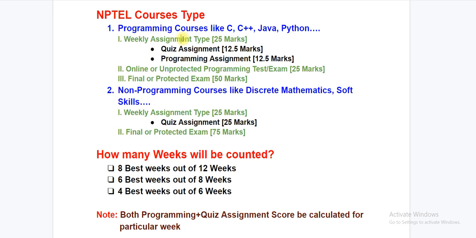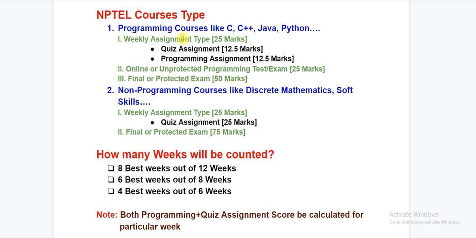Coming to programming courses, there are three parts. First, the weekly assignment, where you can get both quiz assignments and programming assignments in all weeks. In some courses, like Problem Solving through Programming in C, you will not get programming assignments in the first 4 weeks, and you get them in the remaining 8 weeks. So there is quite a variance, and I will discuss those things also.